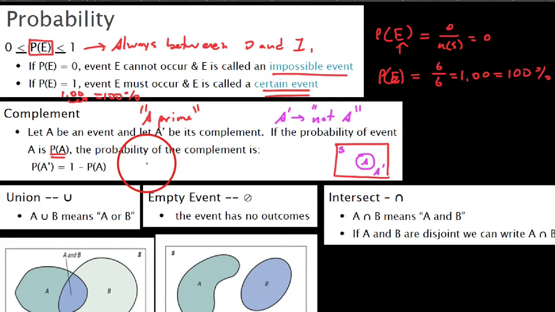And so the interesting thing here is we have this relationship where if we take the probability of A, which is just this part here, and we add it to the probability of its complement, which is the probability of everything else but it, we just get the probability of the sample space, or in other words, we just get 1.00 or 100%.